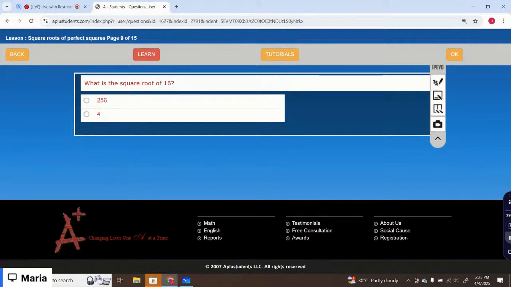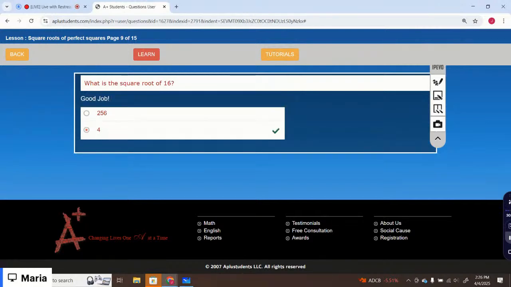What is the square root of 16? 4 times 4 is 16. So the square root of 16 is 4. Option number 2 is the correct option.